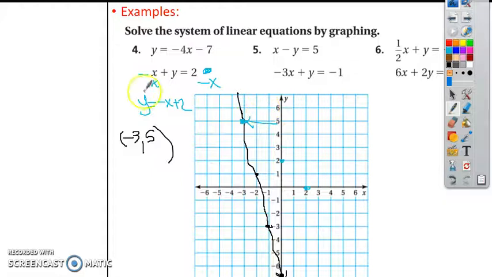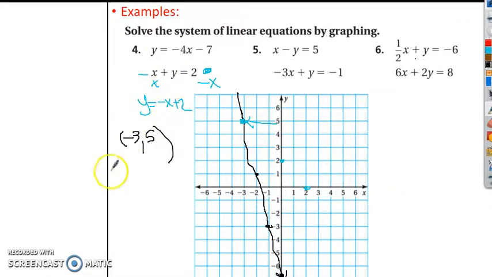How do you check your work is the next question. We plug it back in and see that we get the same answer out. Let's see if we can get that same answer out. Oh, come on, pen. Five equals negative 4 times negative 3 minus 7. 5 equals positive 12 minus 7. 12 minus 7 is 5. 5 equals 5. That was good.